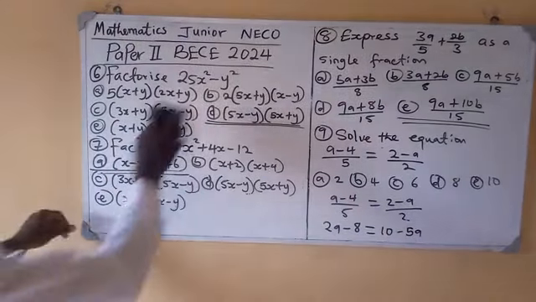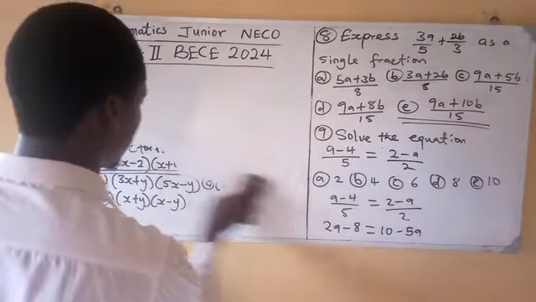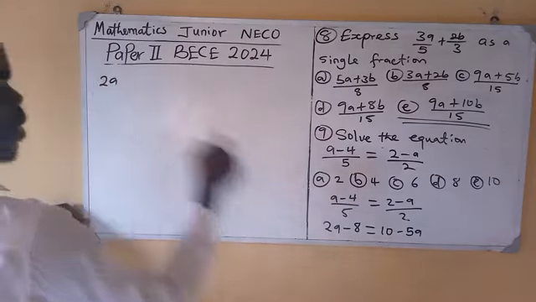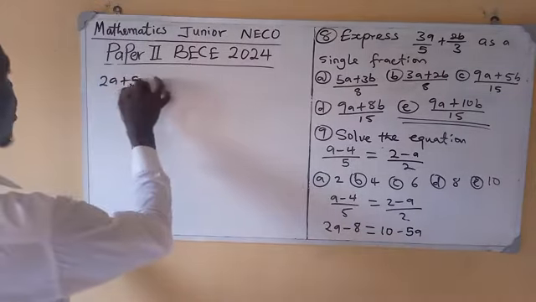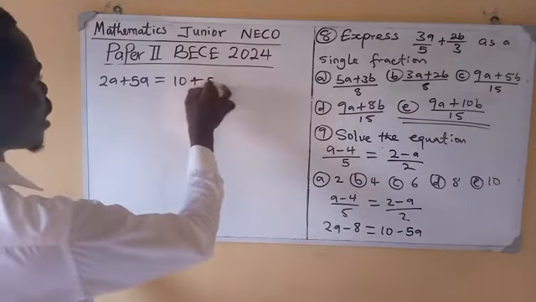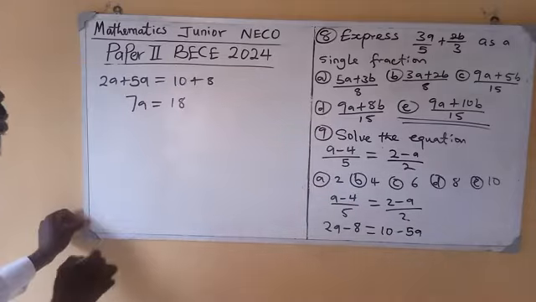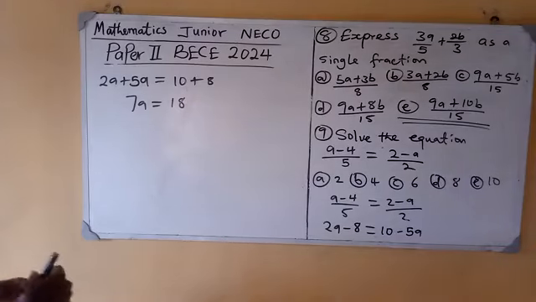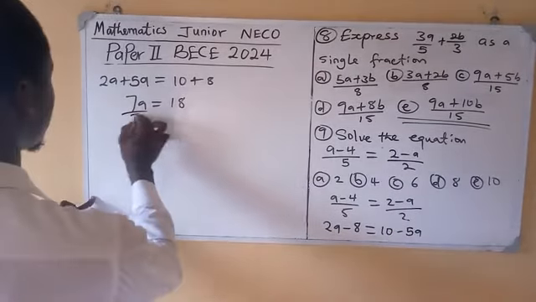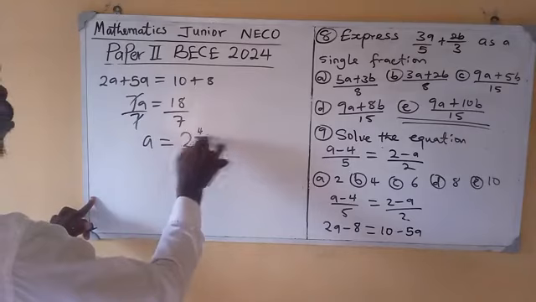Let's clean the other side of the board. So when you collect like terms, we have 2a, this to the other side becomes 5a, equal to 10. And minus 8 to the other side becomes plus 8. So this gives us 7a equal to 18. Okay, so now let's proceed. Divide both sides by 7. So a is equal to 2 whole number 4 over 7.